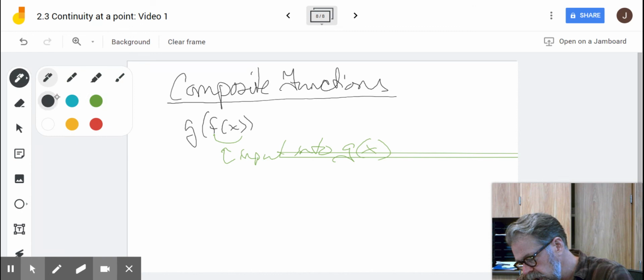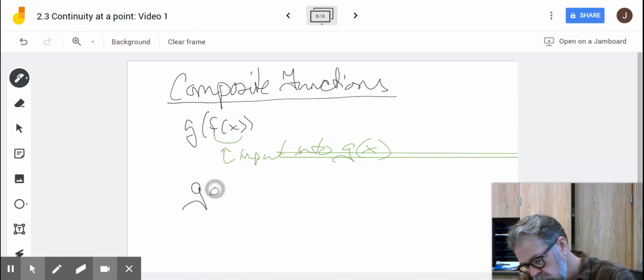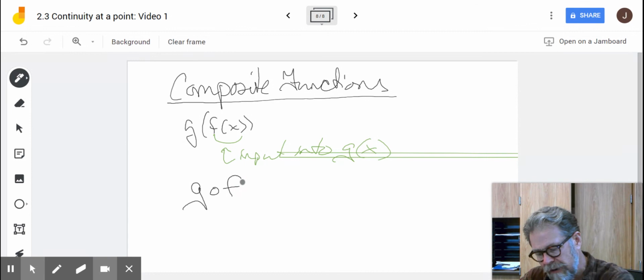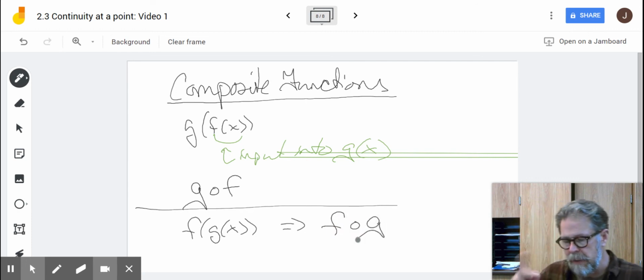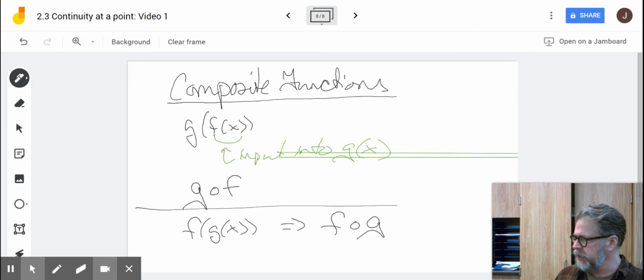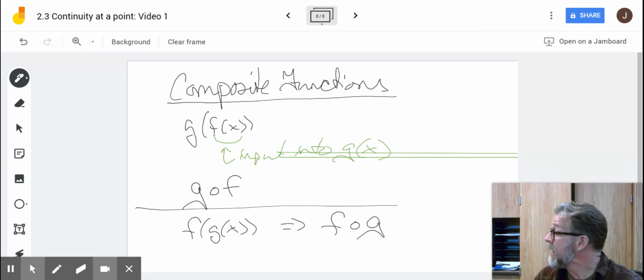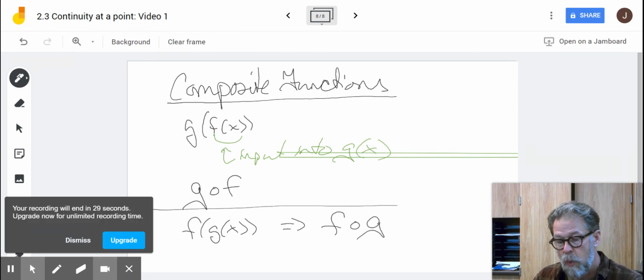Another way to write this is g composed with f. Similarly, f of g of x can be written as f composed with g. So you're going to see both of these. The small circle means just do a composite function. And if you do a composite function of one or more continuous functions, your new function will be continuous within the domain of both of the functions.